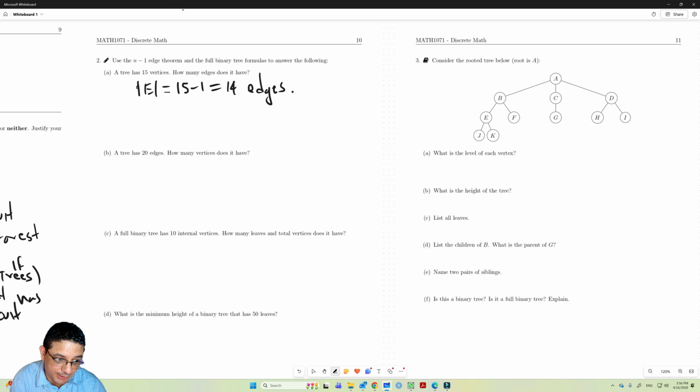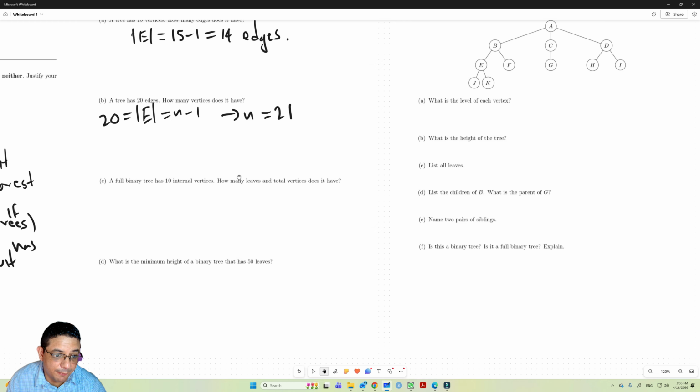Now similarly in B, if a tree has 20 edges, we know that the number of edges is n-1, and we want to know how many vertices it's going to have. Because the tree has 20 edges, n, the number of vertices, is going to be 21.